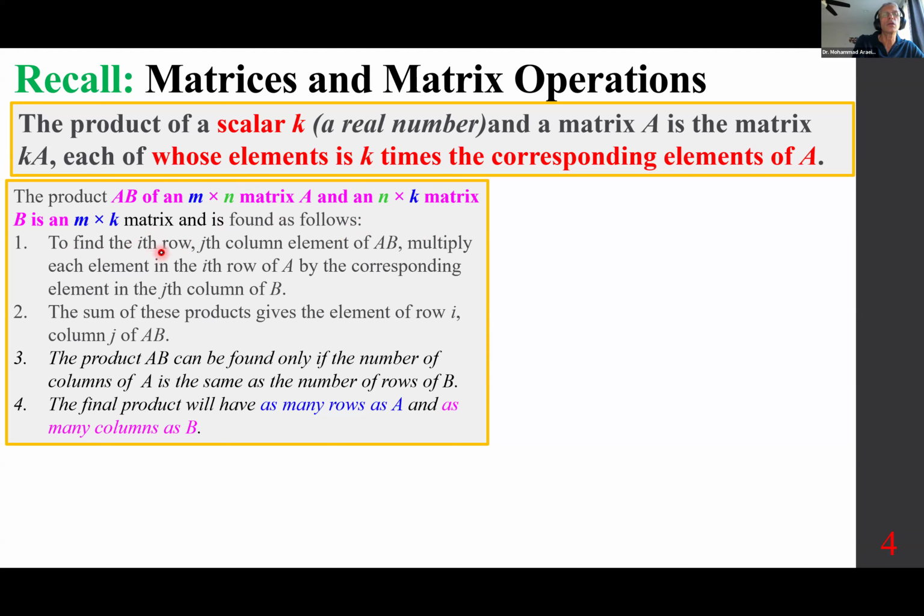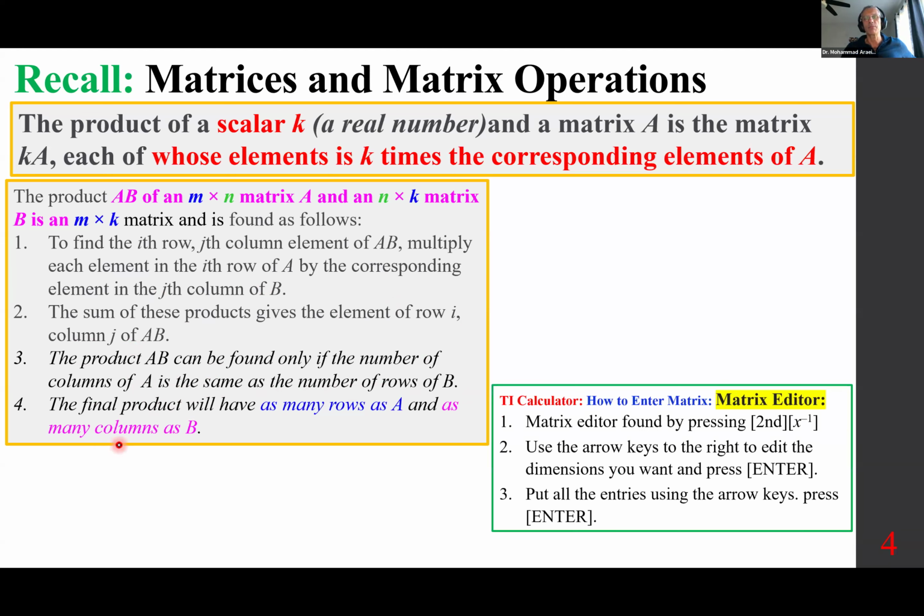To find the ith row, jth column element of AB, multiply each element in the ith row of A by the corresponding element of the jth column of B. The sum of these products gives the element of row i, column j of AB. The product AB can be found only if the number of columns of A is the same as the number of rows of B. The final product will have as many rows as A and as many columns as B.